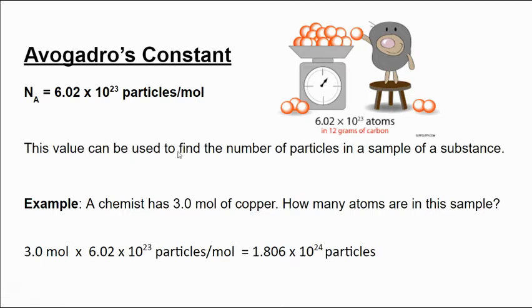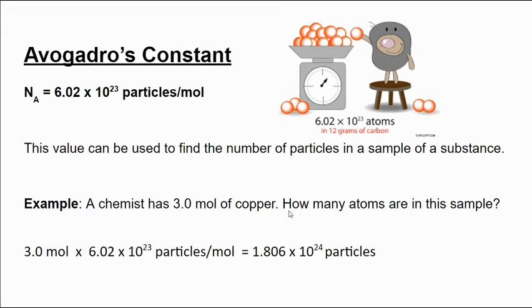So if we know this constant, that can be used to help us find the number of particles in a sample of a substance. I'm going to give you a quick example here. Let's say I had 1 mole of copper, that would be 6.02 times 10 to the 23 particles, or 6.02 times 10 to the 23 atoms of copper. Now, instead of having just 1 mole of copper, how many atoms would I have if there were 3 moles? In other words, if there were 3 times as much.